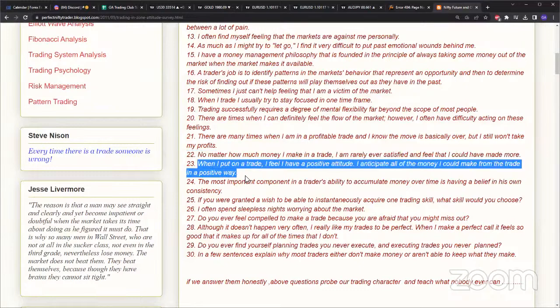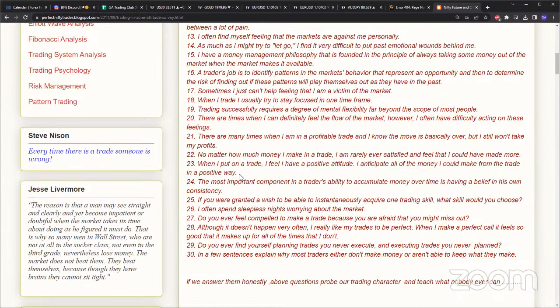Question 23: when I put on a trade, I feel I have a positive attitude. I anticipate all of the money I could make from the trade in a positive way, right? Trading is heavily psychological. I think 10% comes from analysis, fundamentals, and everything, but 90% depends on how you wake up in the morning. How do you start your day? Do you have any stress? How do you feel about the day? If you wake up and feel like today is not a good day, maybe it's not a good day to trade, because your emotions will be involved and your analysis might be skewed.